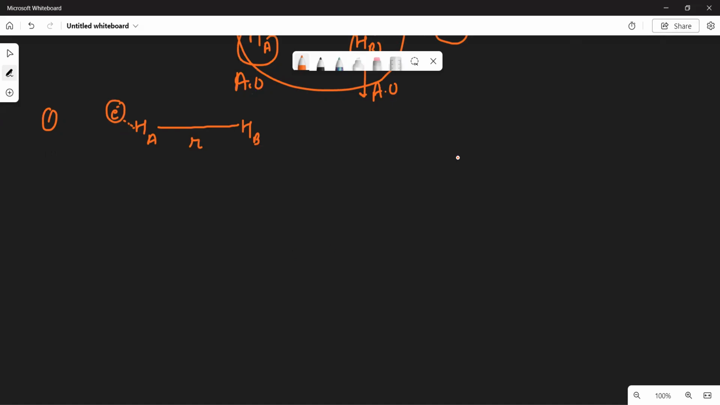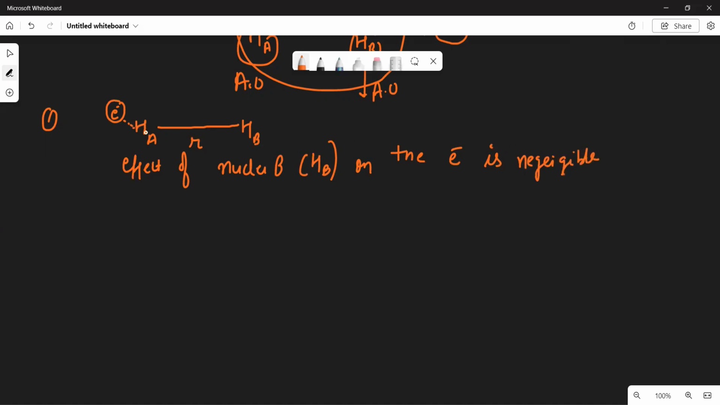As the electron is in the neighborhood of HA, we can assume that the effect of nucleus B, that is HB, on the electron is negligible, because the electron is in the neighborhood of A. So the wave function for this state will be considered as psi A only, where psi A is the wave function for the hydrogen atom.